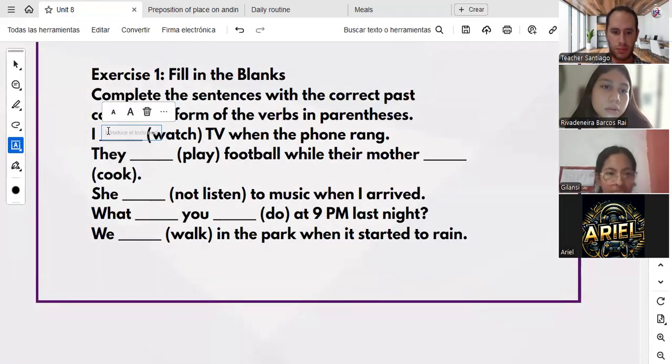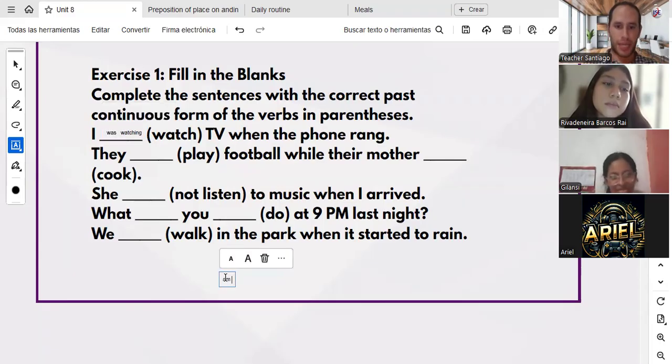I watching TV when the phone rang. Okay, it's missing something. Watching, that's correct, but before watching, what is missing? I am. You're close. Am is in present, right? Verb to be, but that is in present, in past. Was. So notice.